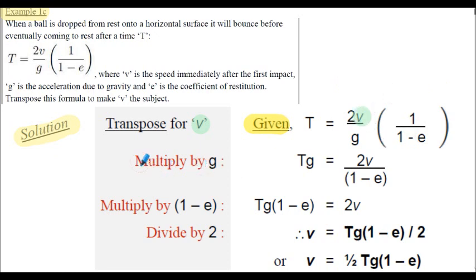So first step in the process, I multiply throughout by G, shown here. Next I multiply by the bracketed term, 1 minus E, shown here. And finally I divide by 2, shown here, to produce my final solution for V as the subject of the formula. Just note this last line essentially shows the same formula for V, but instead of dividing by 2, I'm now multiplying by a half. So it's just a different format for the final solution.